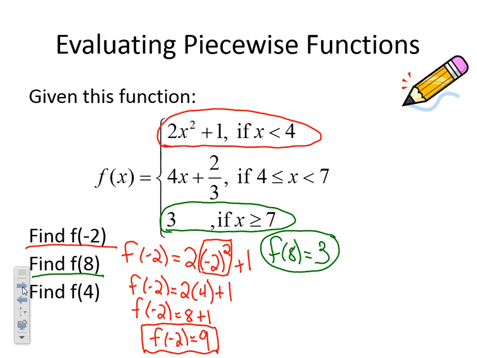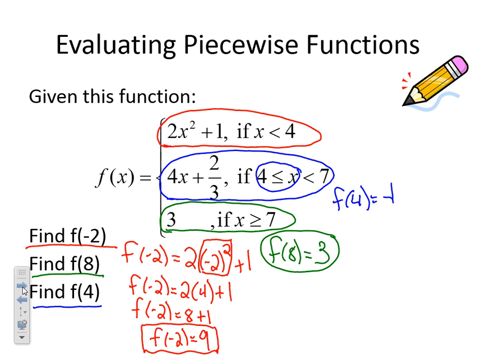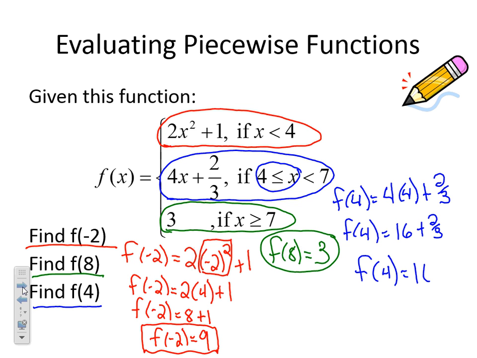Last but not least, I have find it when f of 4, so when x equals 4. So here I have x is equal to 4, so I'm going to plug it in on this one. f of 4 equals 4 times 4 plus 2/3. So f of 4 equals 16 plus 2/3. So when x equals 4, I get 16 and 2/3 for my answer.